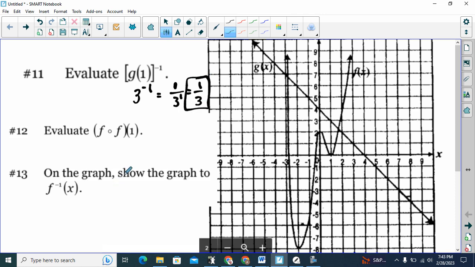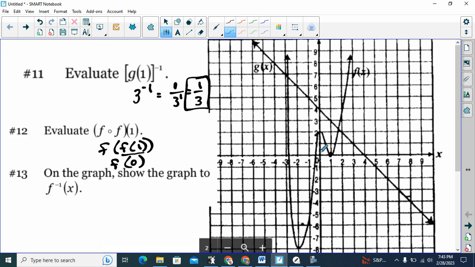Number 12 says f of f of 1. As I've done in other problems, function composition makes a little more sense if I write it like that, at least it does to me. So start inside the parentheses. We'd need to start with f of 1. When x is 1, f of x, the y value is 0. F of 1 is equal to 0.